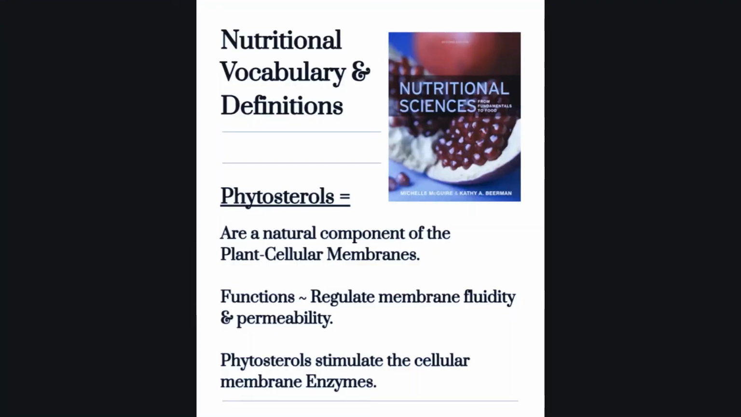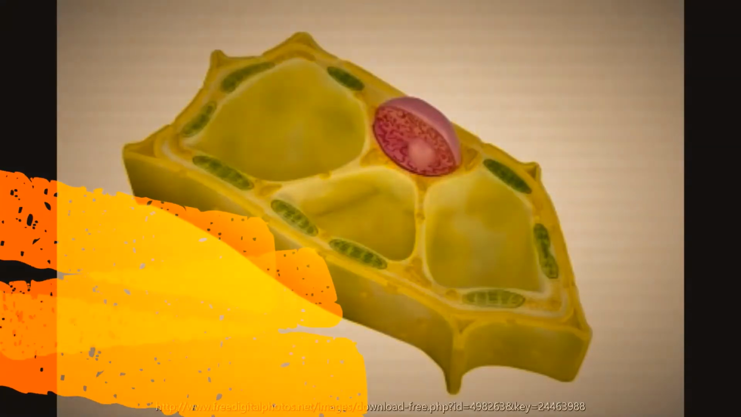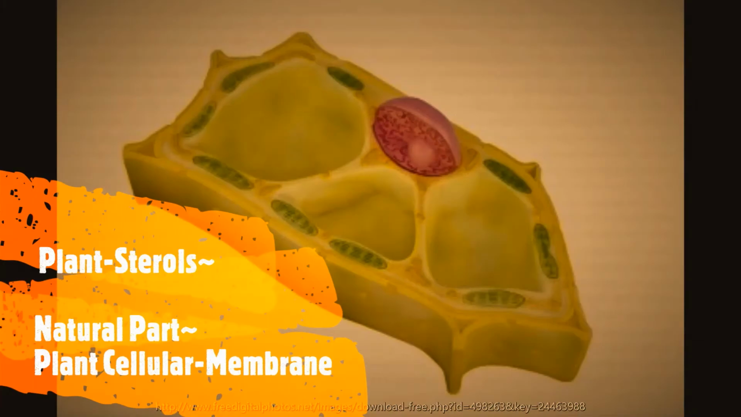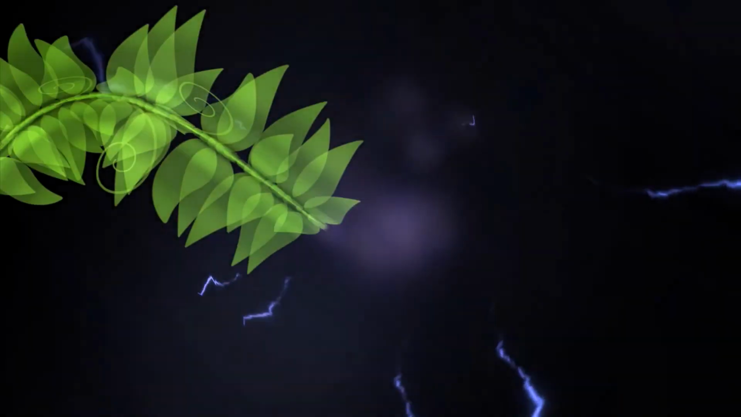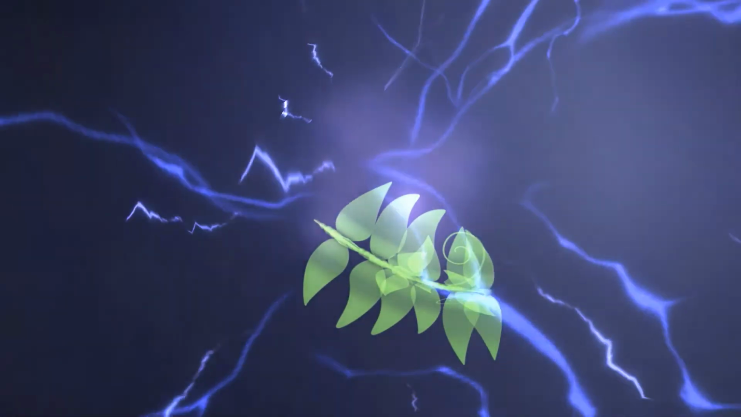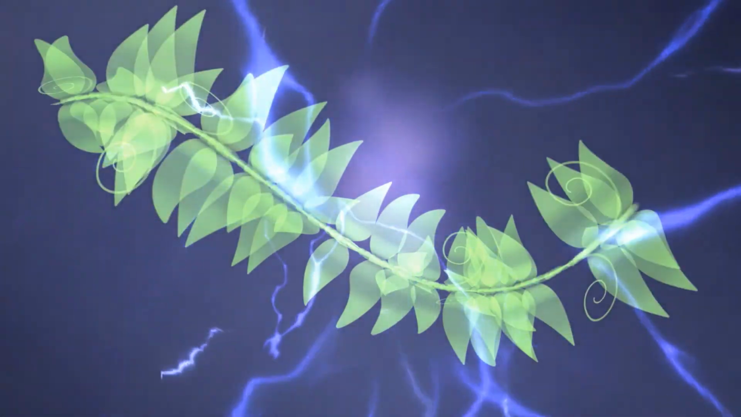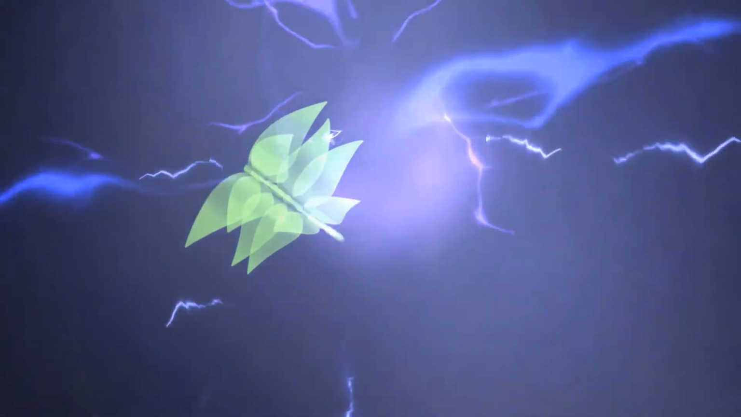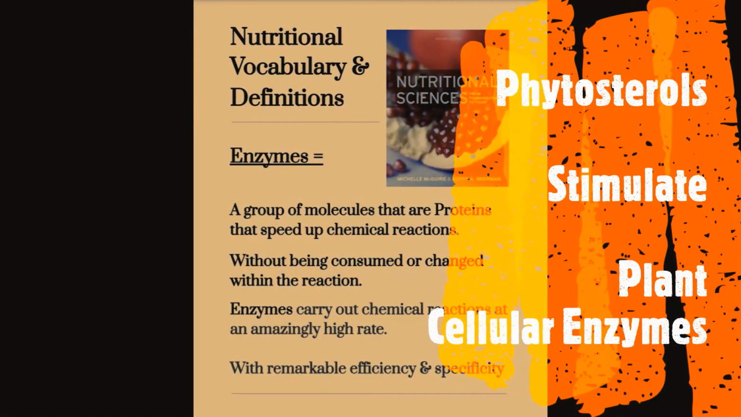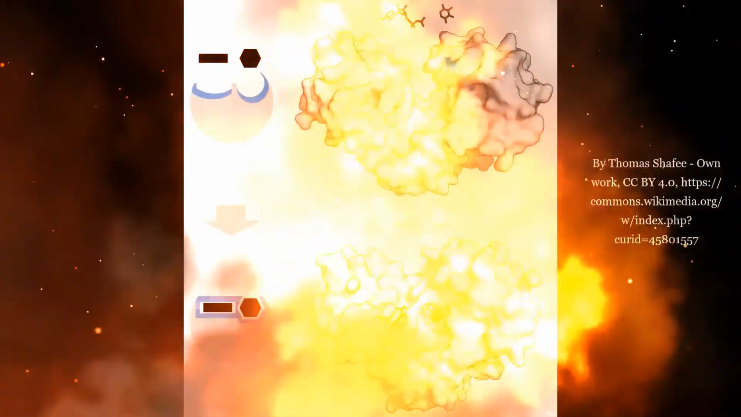The plant sterols are a natural part of the plant's cellular membrane. They function to regulate the membrane fluidity and permeability. The phytosterols stimulate the plant's cellular membrane-bound enzymes, those protein catalysts that speed up the plant's cellular biochemical reactions.